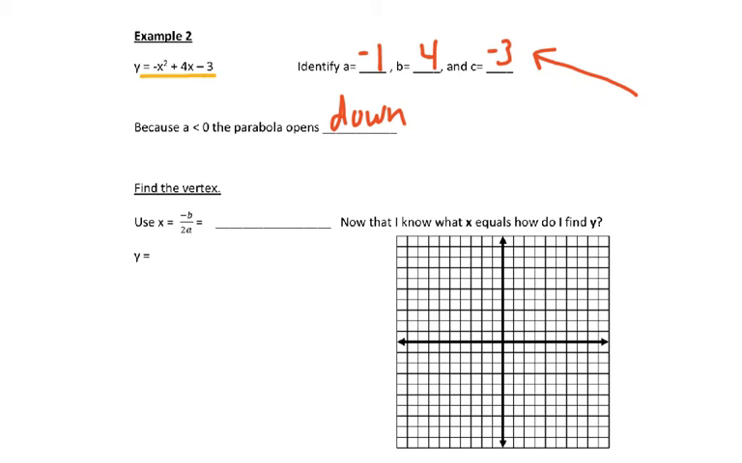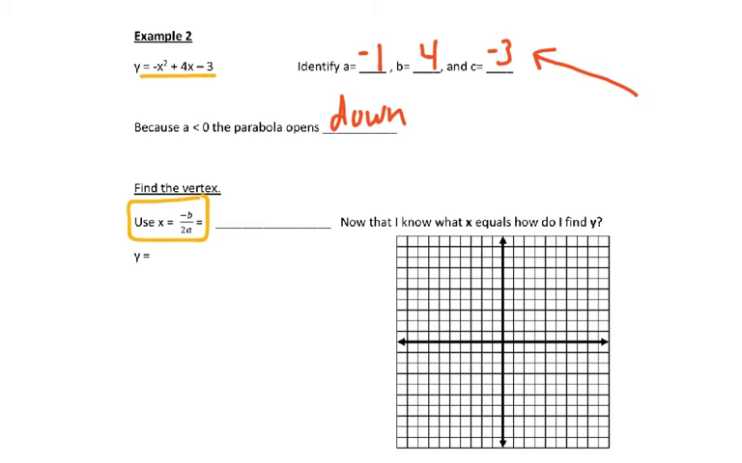All right, so the next thing we want to take a look at is we want to find the vertex. And there is an actual formula for finding the vertex, which you want to make sure you highlight in your notes, and it is this. To find the vertex of a parabola, if you cannot find it on your graphing calculator, and sometimes you can't, you can use the formula x equals -b over 2a, and that's why we identified a, b, and c.